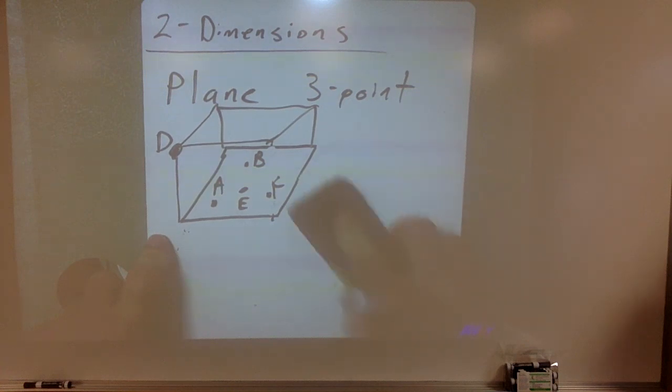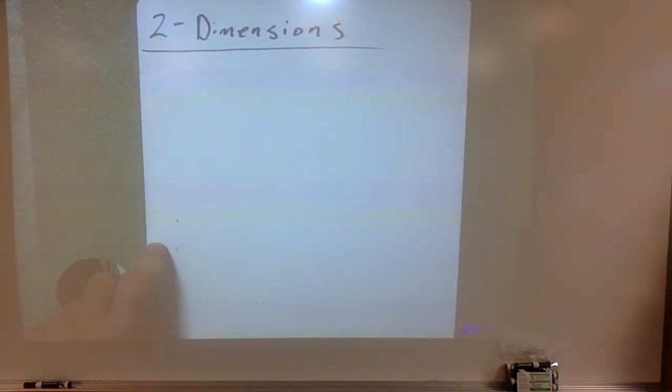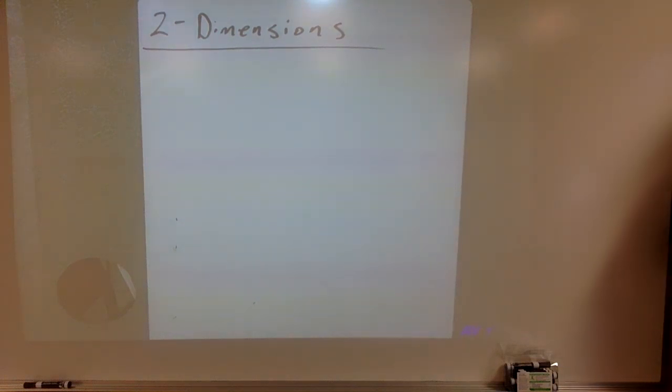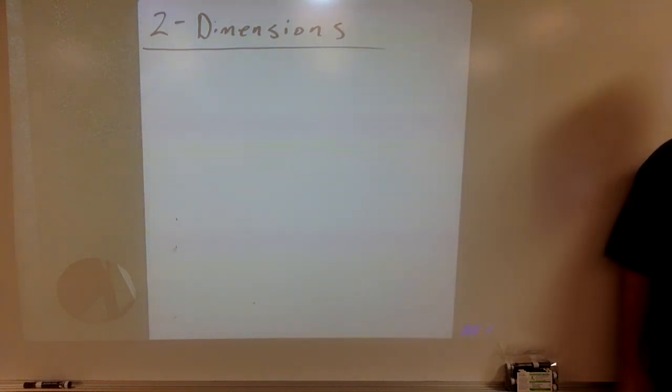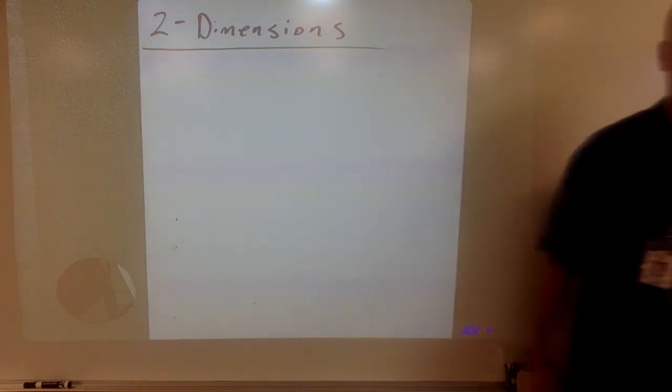A plane is a two-dimensional shape, and it's defined by any given three points, just like a three-legged stool will never wobble because they're always on the same plane. Three random points are always on the same plane.